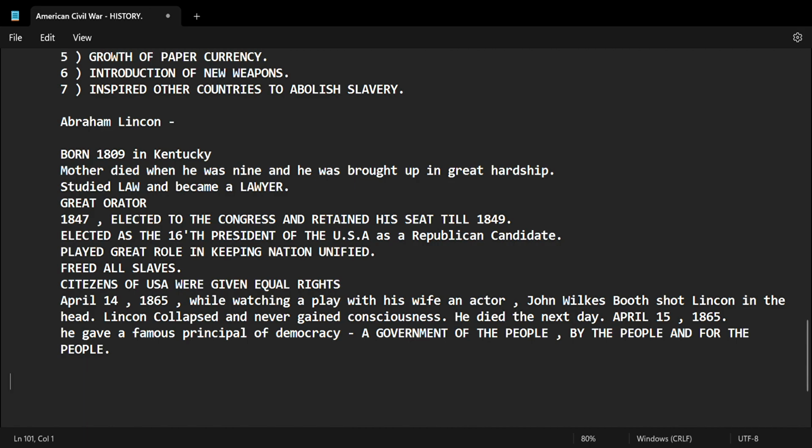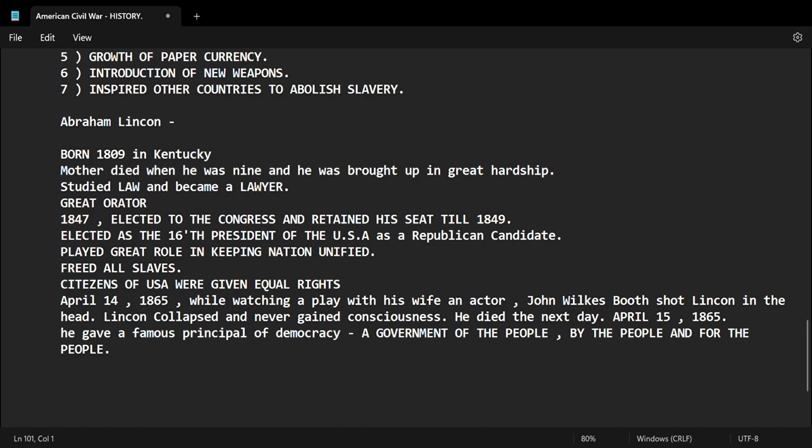Okay. Abraham Lincoln's Gettysburg Address, what we had learned after a lot of that. This is what it is. Four score and seven years ago, our fathers brought forth on this continent a new nation, conceived in liberty and dedicated to the proposition that all men are created equal. Now we are engaged in a great civil war, testing whether that nation or any nation so conceived and so dedicated can long endure. We are met on the great battlefield of that war. We have come to dedicate a portion of that field as a final resting place for those who here gave their lives that that nation might live.